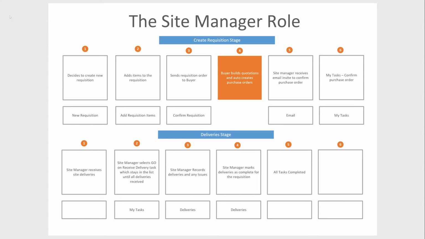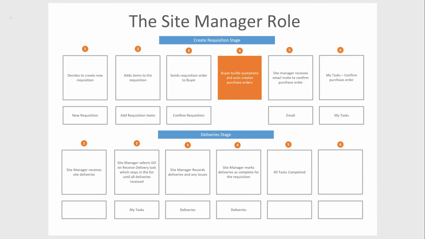2. The site manager adds items to the requisition. 3. The site manager sends the requisition to the buyer. 4. The buyer builds the quotations and auto-creates the associated purchase order. 5. The site manager receives an email invitation to confirm the created purchase order. 6. The site manager navigates to the My Tasks page and confirms the purchase order and matching what the requisition requested.